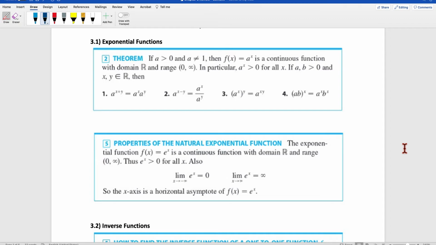And then the properties of the natural exponential function, you can get that from looking at the graph, because a natural exponential is kind of a J shape up if it's an increasing one, right? And so over at negative infinity, the function is going to 0. At positive infinity, it's going to infinity. Y is going to infinity.